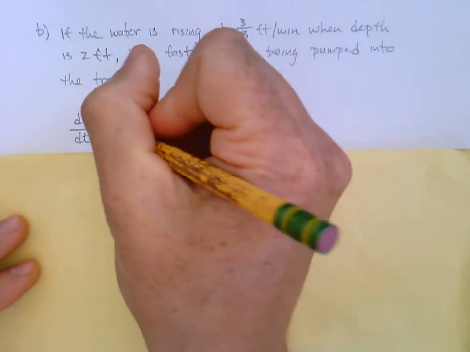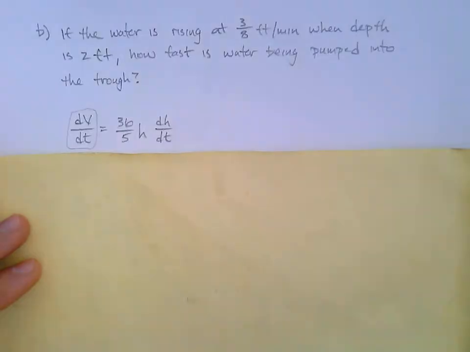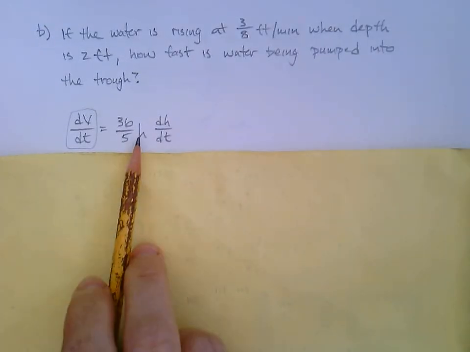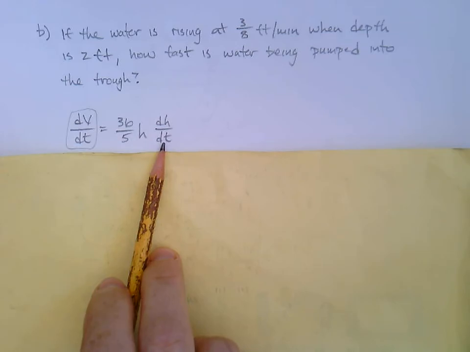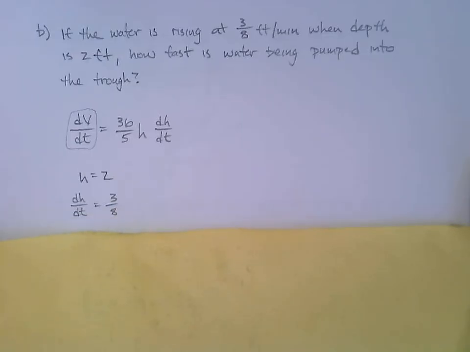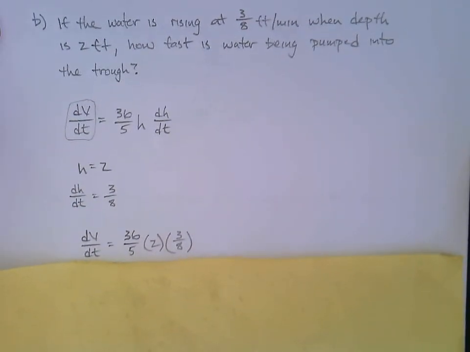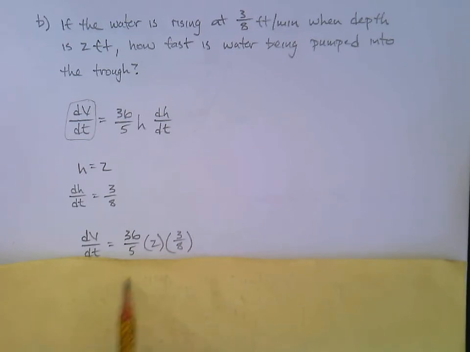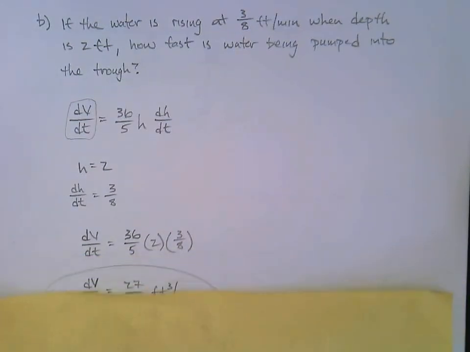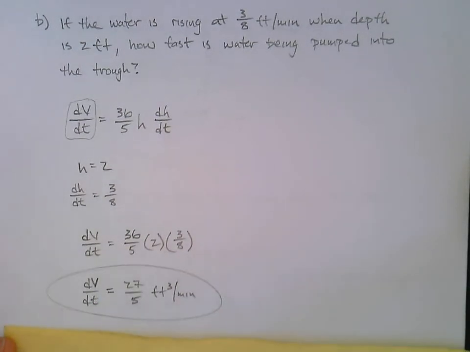So here we're looking for dV/dt, and they tell us the height and they tell us how fast the water level is rising. So we'll just plug those right in, and we can almost immediately answer this. Well, 36/5 times 2 times 3/8, and we get dV/dt. In this case, when you do all those fractions, 27/5.